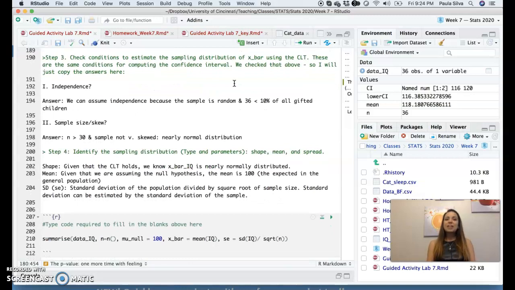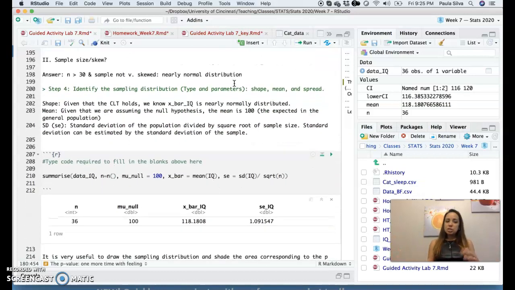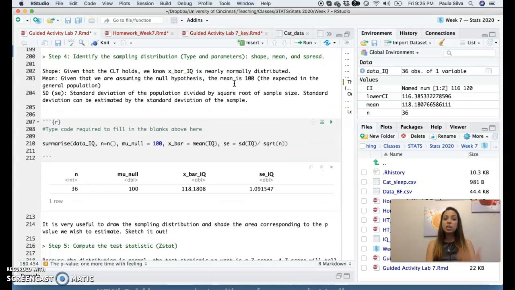So step 3 is to check the conditions to estimate the sampling distribution of x bar using the central limit theorem. These are the same conditions for computing the confidence interval we just did above. We checked that, so I'll just copy the answers here. Do we have independence of observations? Yeah, we can assume independence because the sample is random, and 36, the sample size, is less than 10% of all mothers of gifted children. With respect to sample size and skew, we have a large enough sample of greater than 30, and really the distribution is not that skewed, it's nearly normal. So we can use the central limit theorem to construct our sampling distribution.